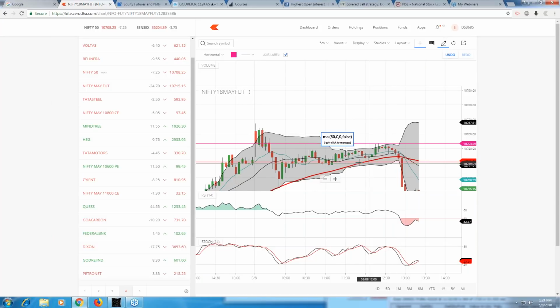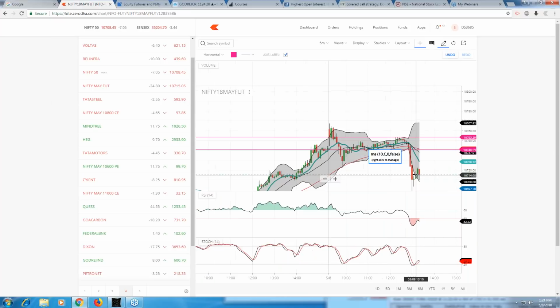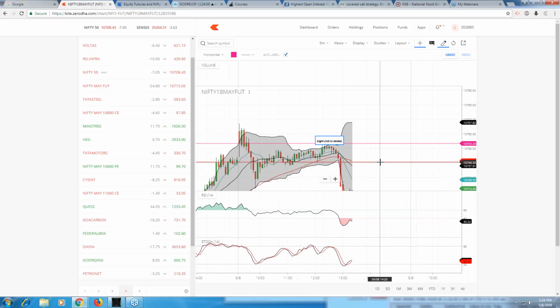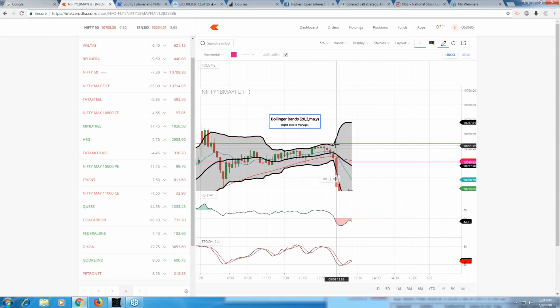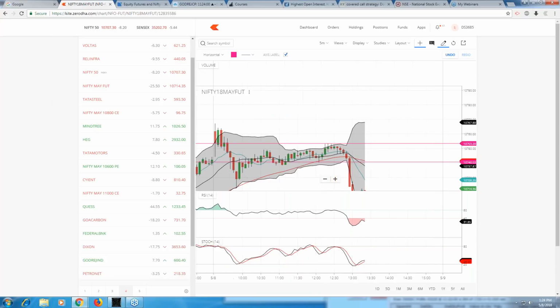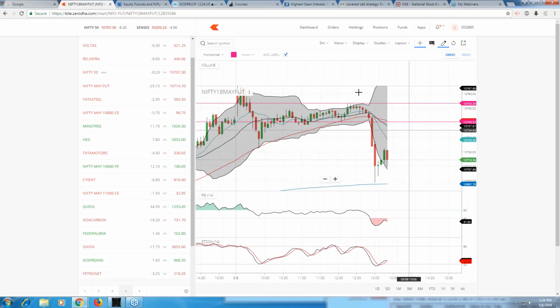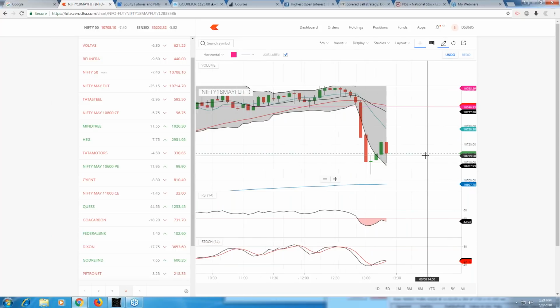So the moment it breaks this line, which is 10,740, you can sell it. And what will be your stop loss? The top of this line, which is 10,753. That means about 15 points is going to be your stop loss, right? Which is a pretty decent stop loss. My range is about 30 points.